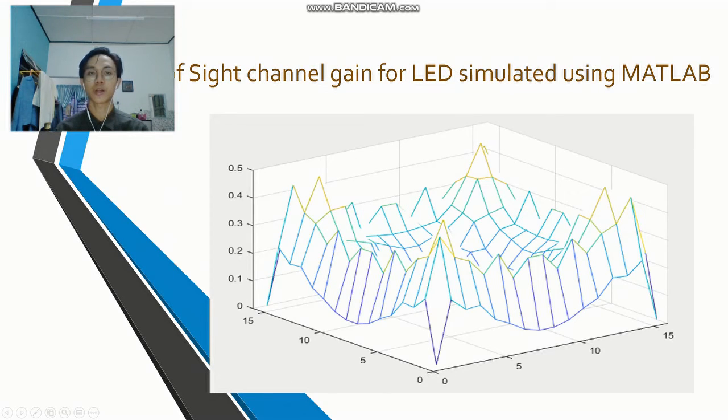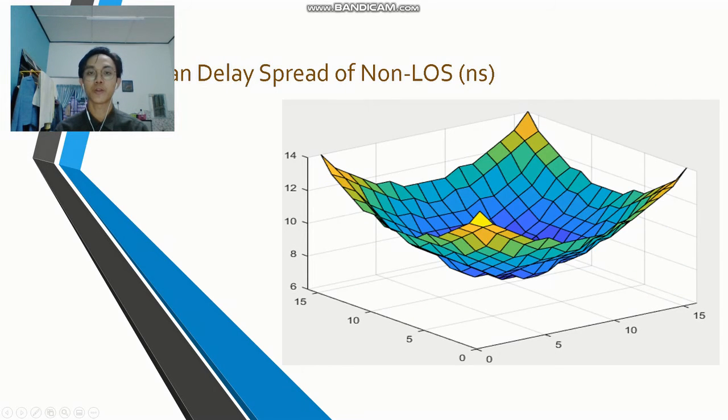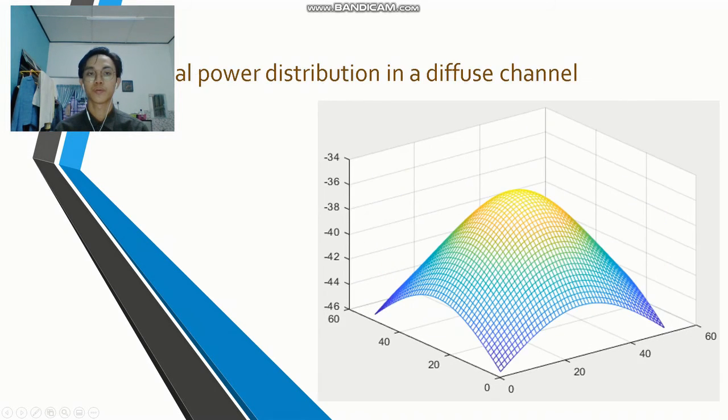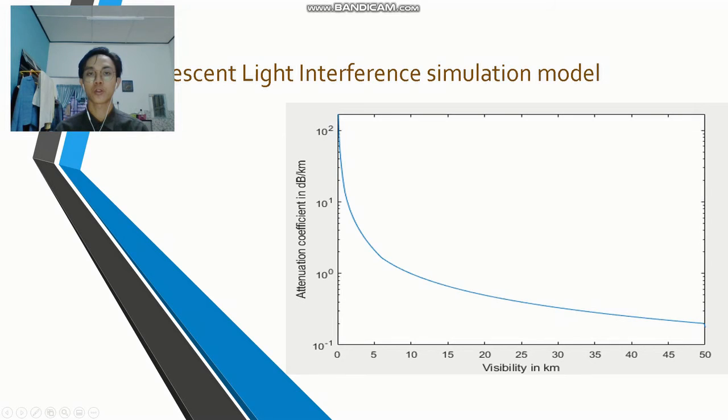This is a line of sight channel gain for LED simulated using MATLAB. This is the mean delay spread for non-line of sight in nanoseconds, and this is the root mean square delay spread in nanoseconds. This is the optical power distribution in a diffuse channel. This is the fluorescent light interference simulation model.